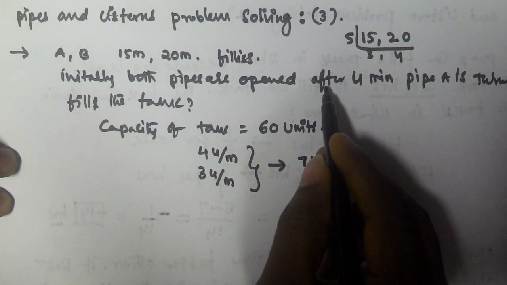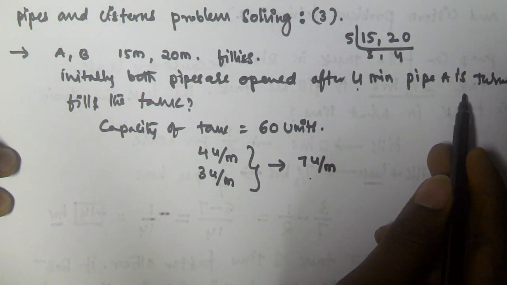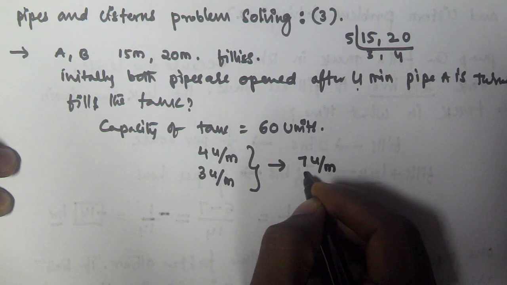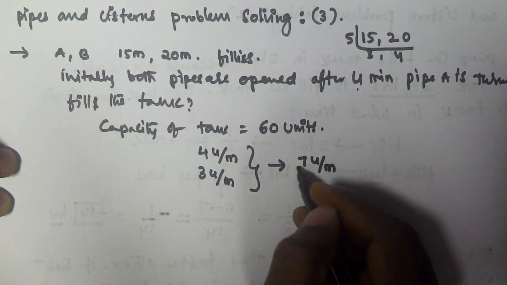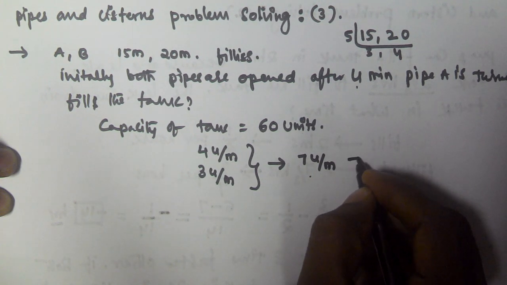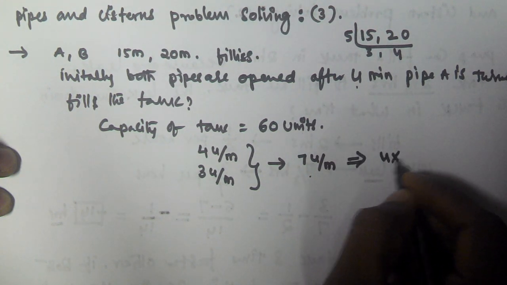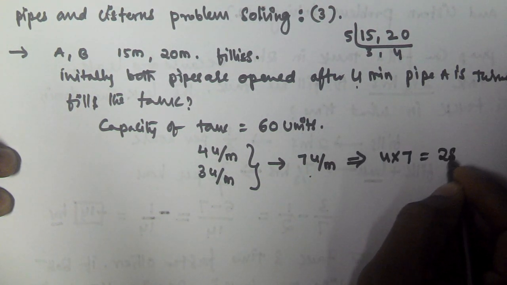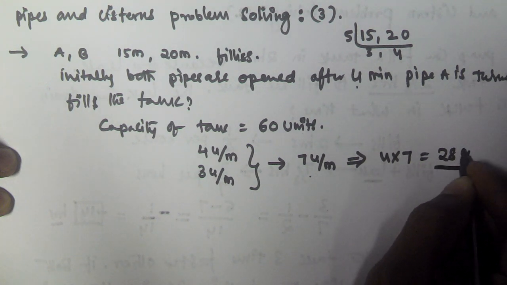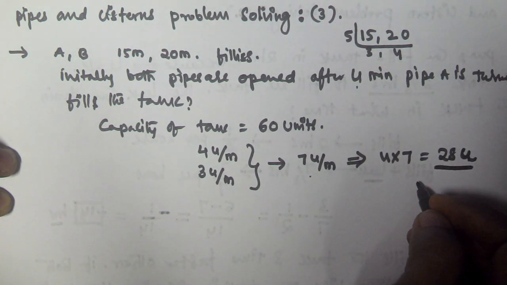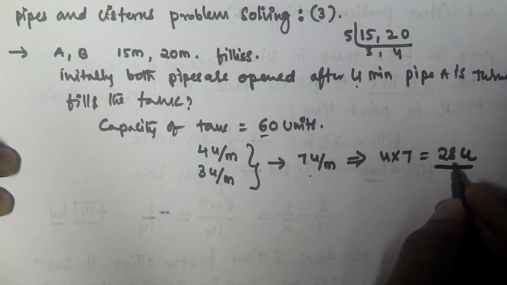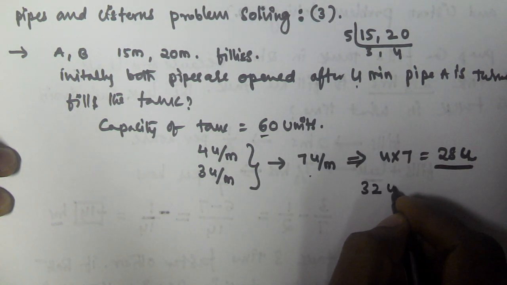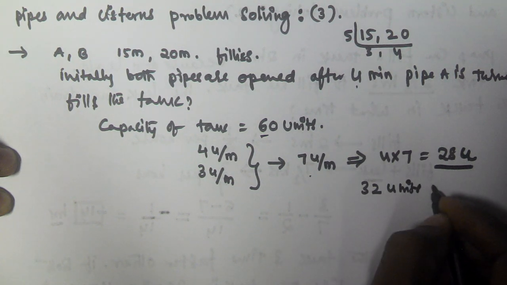But after 4 minutes pipe A is turned off. That means until 4 minutes both are open. So in 4 minutes what happened actually? In 4 minutes they filled 4 into 7, that is 28 units. So the remaining units is given by 60 minus 28, that is 32 units remaining.